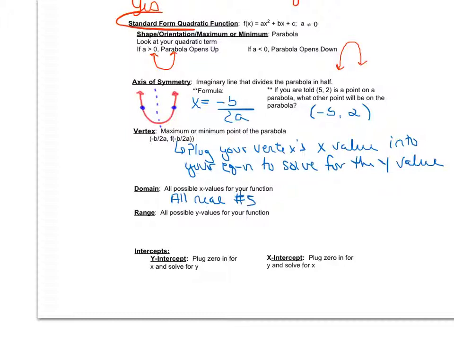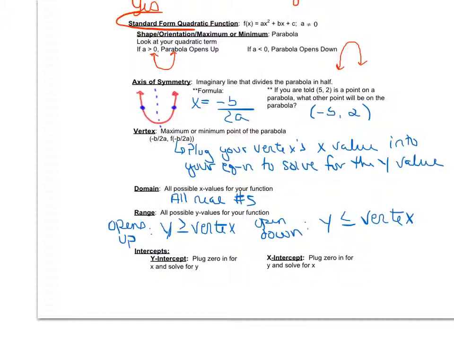However, our range is going to be all possible y values. Well, if I look at these two pictures up here, notice that if the y value of my vertex is a minimum, then all other y values are going to be above that minimum value. So what I can do for my range is say that if I open up, then my range is going to be all y values greater than or equal to my vertex. Whereas if I open down and I have a maximum point, then I'm going to say my y values are all less than or equal to my vertex, since that is my top point.